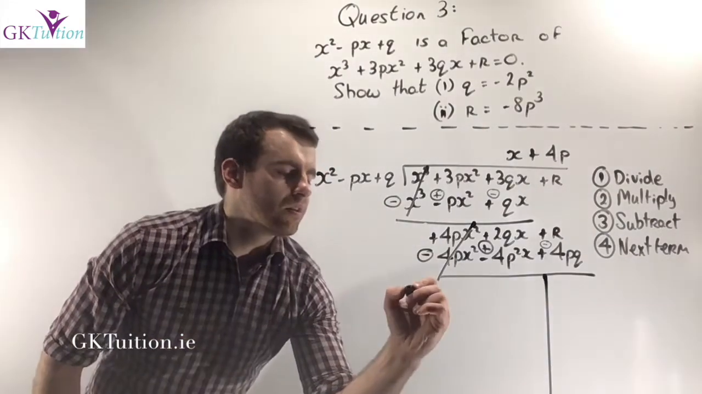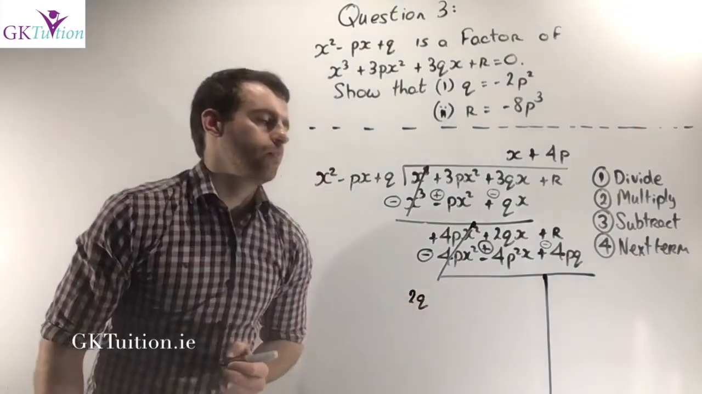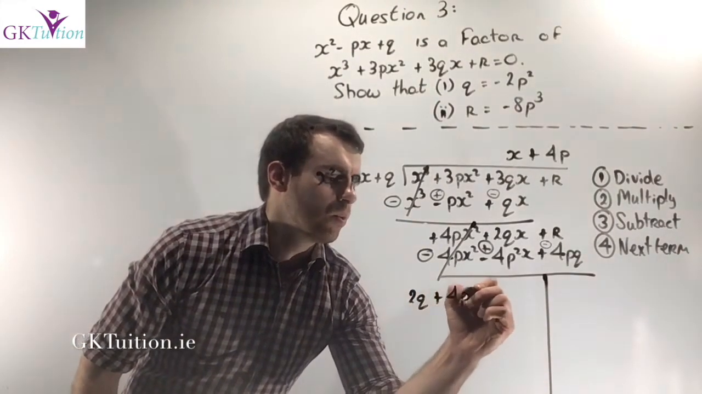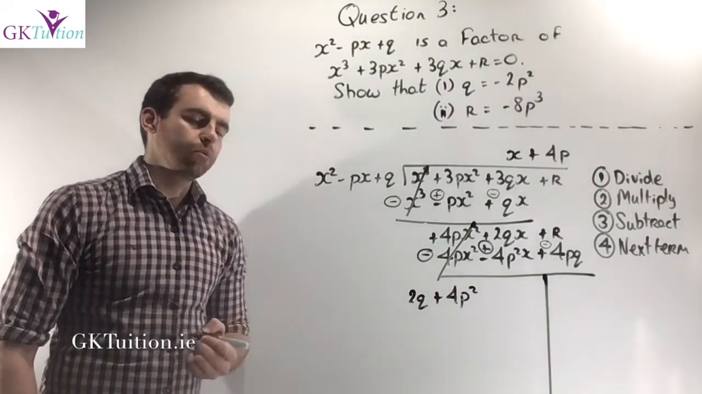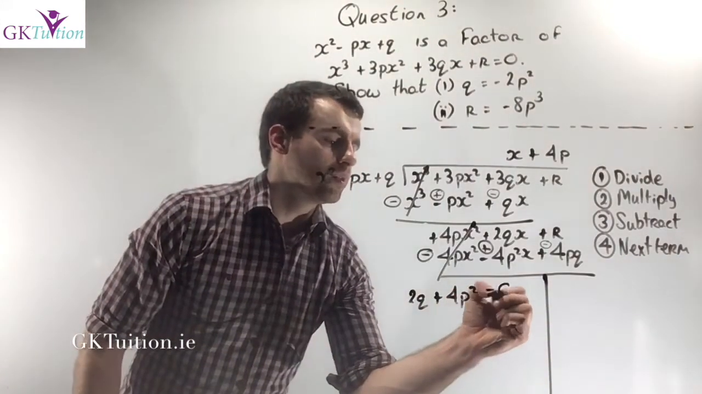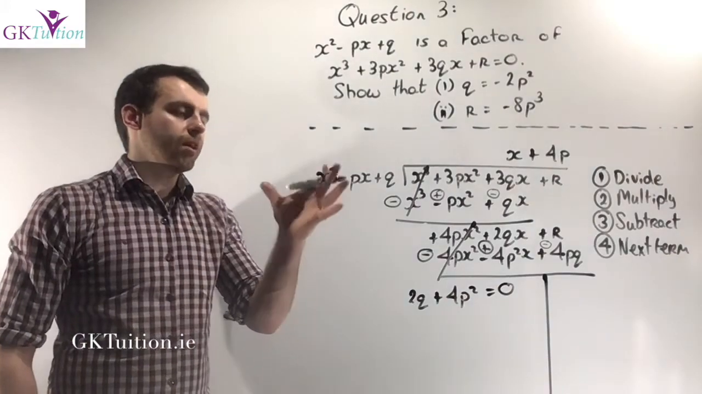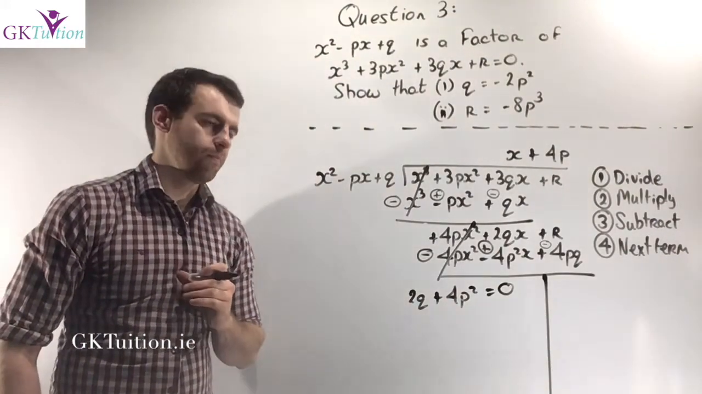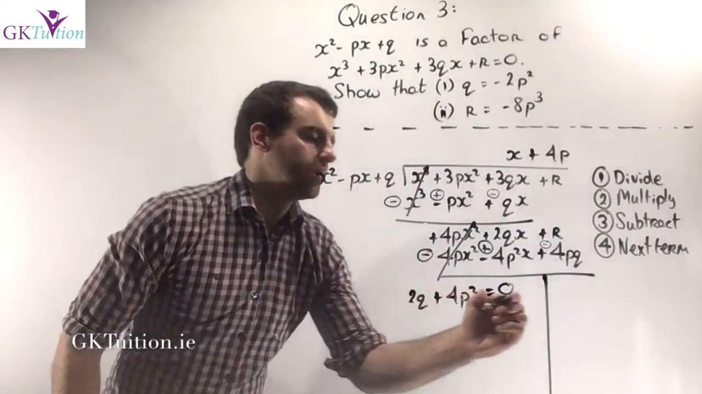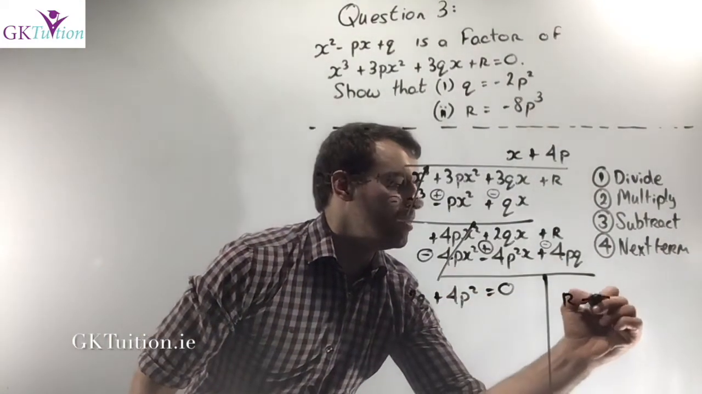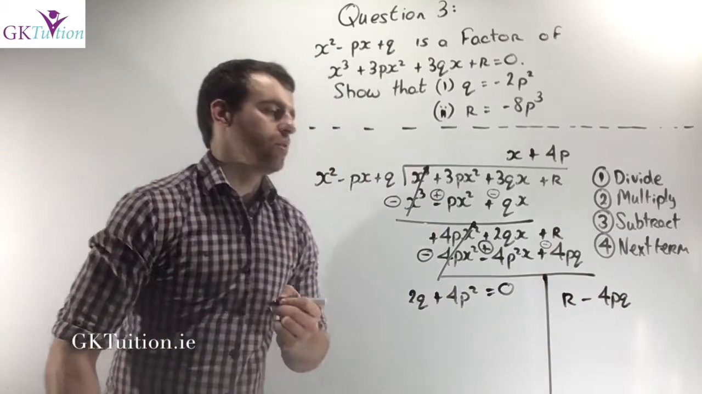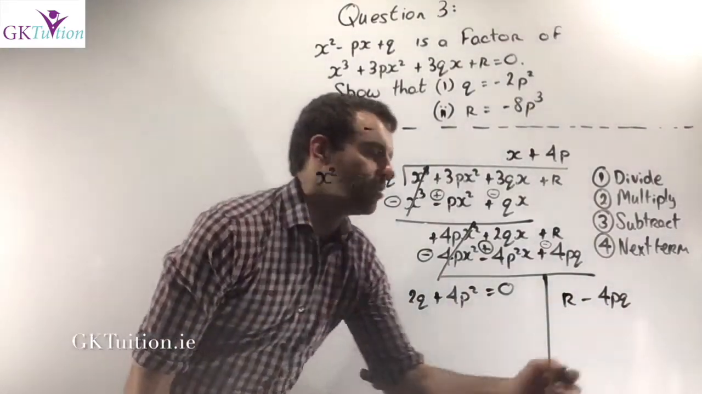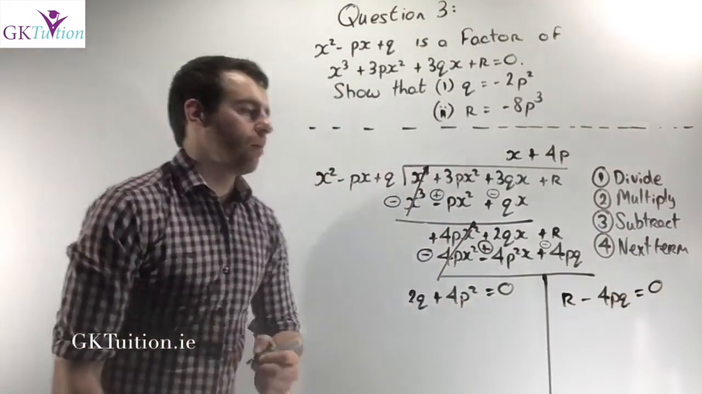The coefficient of x on the top is 2q. The coefficient of x on the bottom is plus 4p squared. I know that 2q plus 4p squared must be equal to 0, because my remainder has to be 0 because the quadratic is a factor of the cubic. I now look at the constant on the top, which is r, while the constant on the bottom is minus 4pq. The constant on the top and the constant on the bottom are going to cancel each other out and they must be equal to 0.